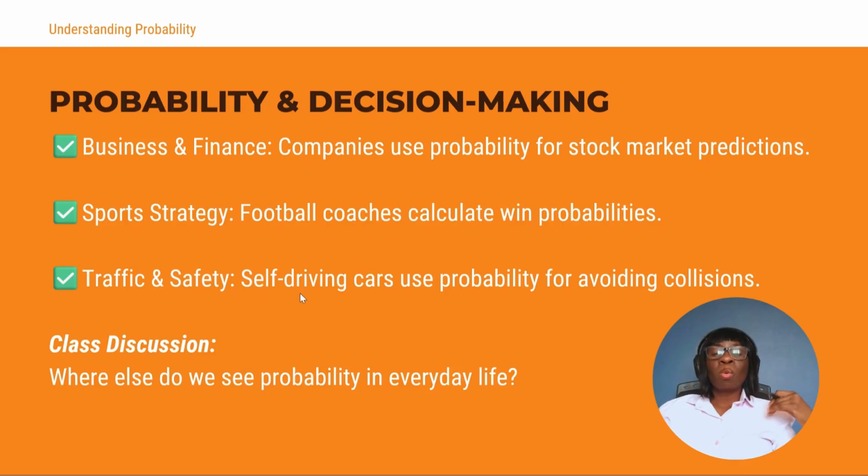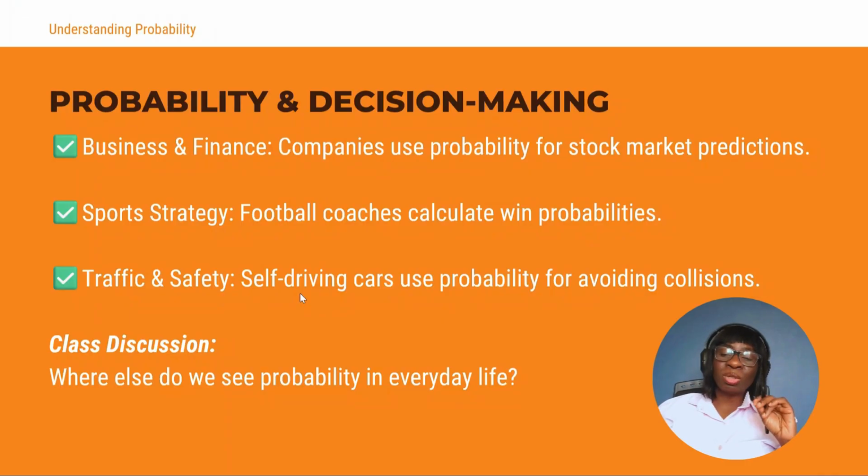So now, where is probability applicable? Probability is applicable in decision making. It is applicable in business and finance. Companies use probability for stock market predictions. It is also applicable in sports strategy. Football coaches calculate win probabilities. It is applicable in traffic and safety, like self-driving cars. You use probability to avoid collisions.